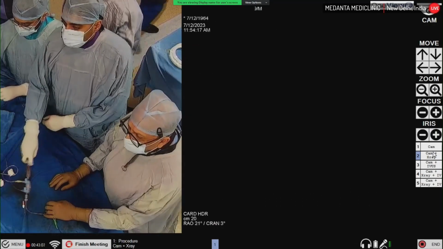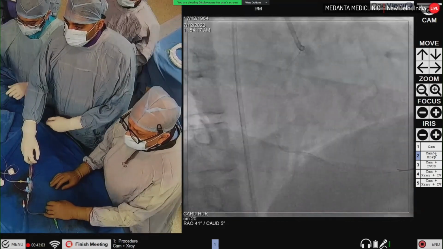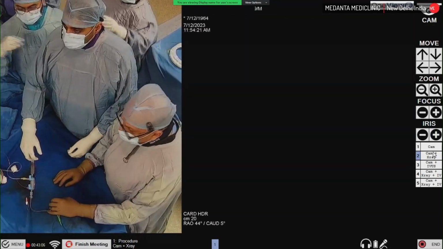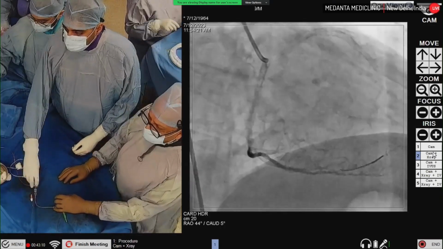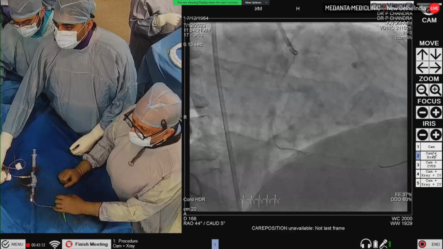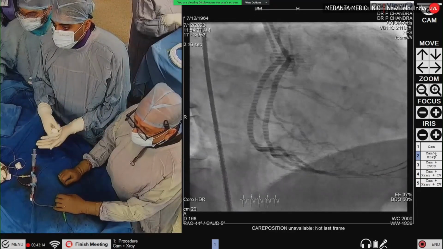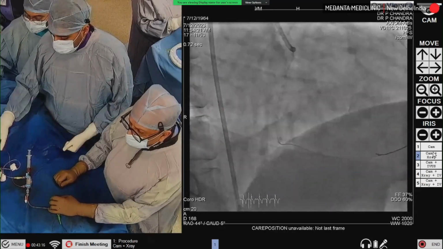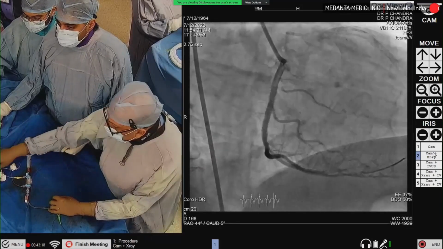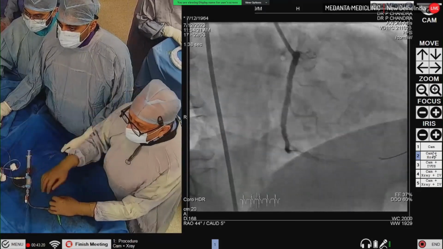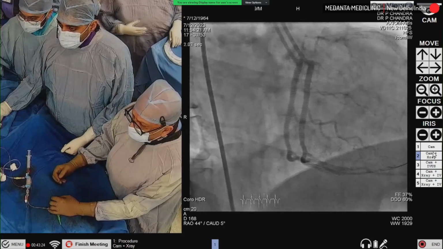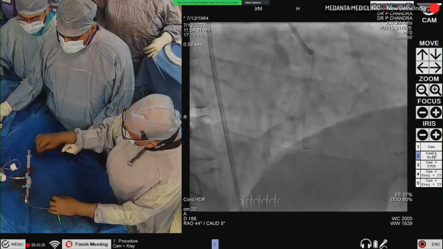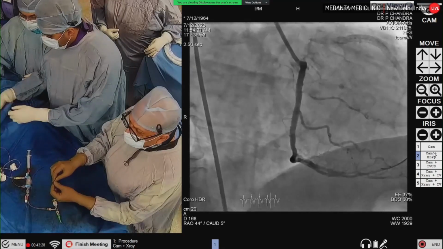RAO, please. RAO, plain RAO. Yeah. Take a shot, please. This looks nice. And there is a TIMI 3 flow all over. And I think the branches are also well preserved. There is no issue with the branches. Both the RV branches are okay. Fine. Okay. Yes. Yeah. Should we do a final IVUS?